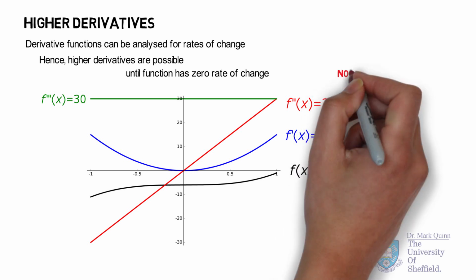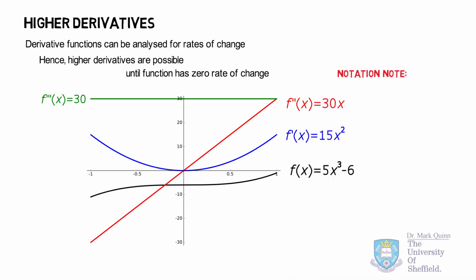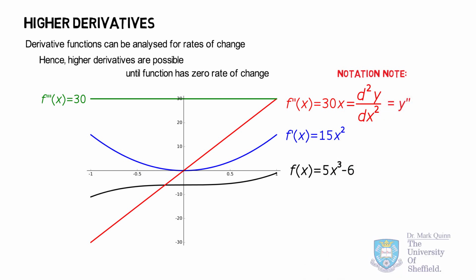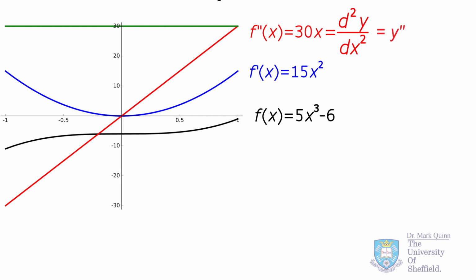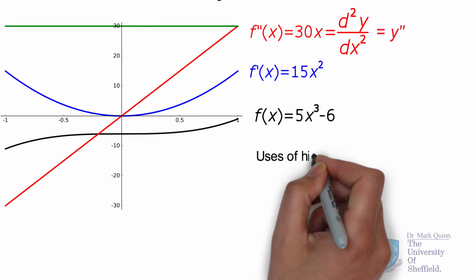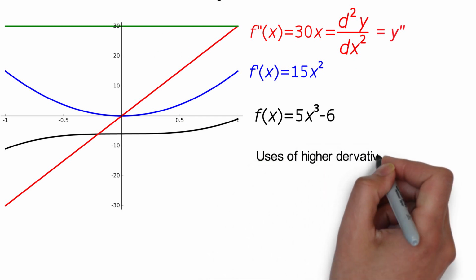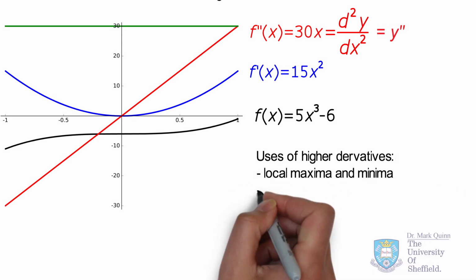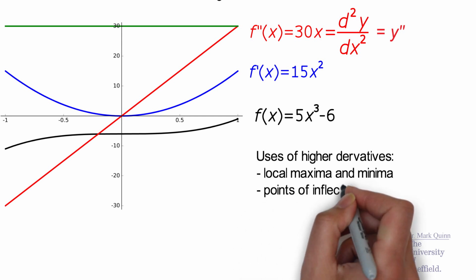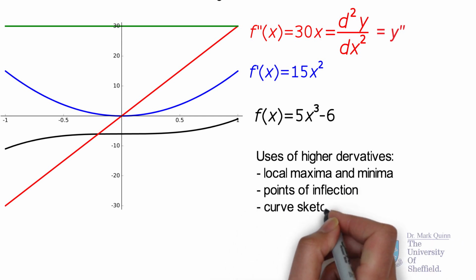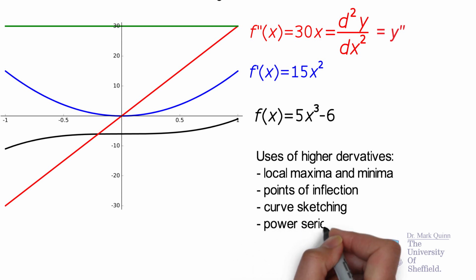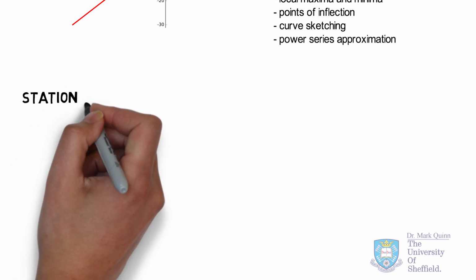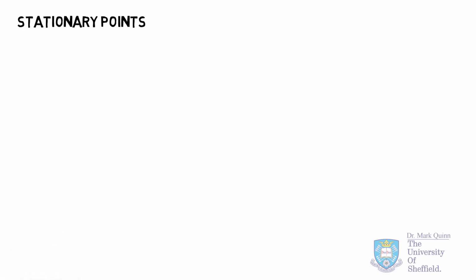In terms of notation, the higher derivatives can be noted using additional dashes or indeed using powers such as d squared y dx squared for the second derivative. These higher derivative functions are very useful in analyzing the original function, such as determining features of local maxima, local minima, points of inflection. These enable us to potentially sketch the curve of the function, and later we will also use higher derivatives to approximate the original function using the Taylor series approach.